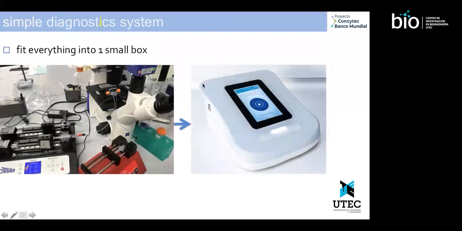So to do the diagnostics, you saw what we have here on the left side, this is our setup. And actually, there's more to the setup than just what you see in this picture. Everything will have to fit in a small box, what you see on the right side. This is just an example of what a small, simple diagnostic system should look like. So we have to pack everything we have on the left side into this box on the right. That's the first thing we have to do.